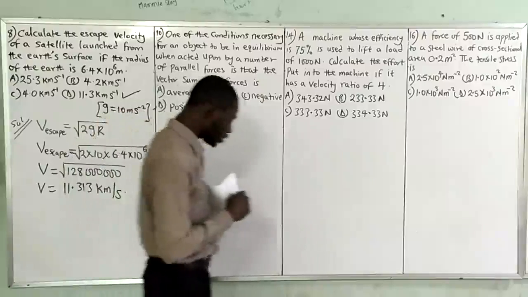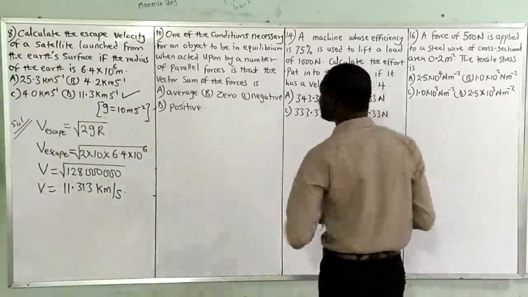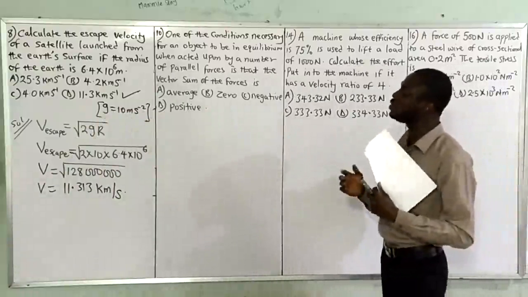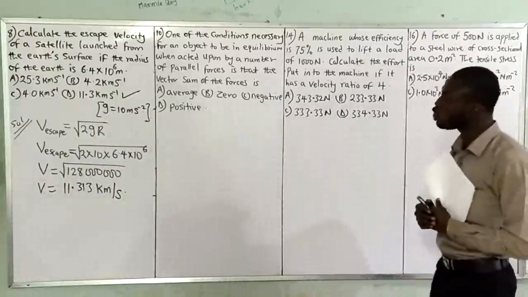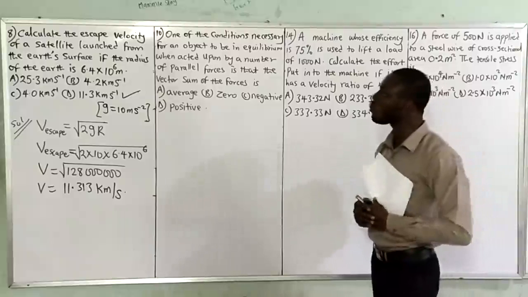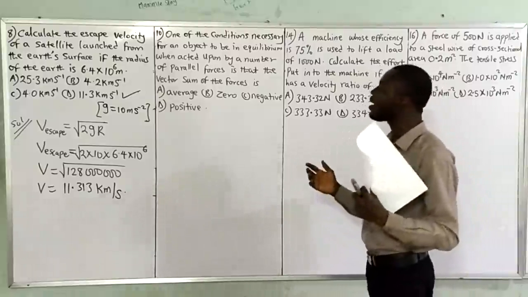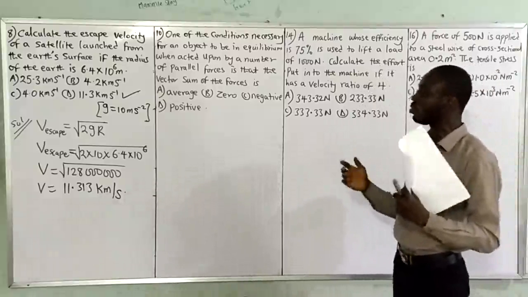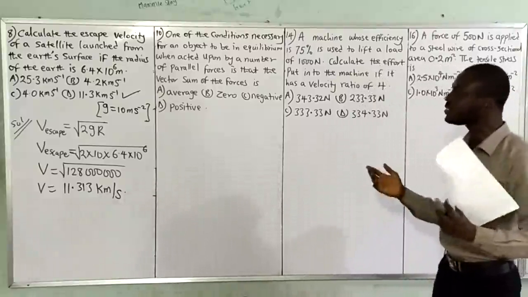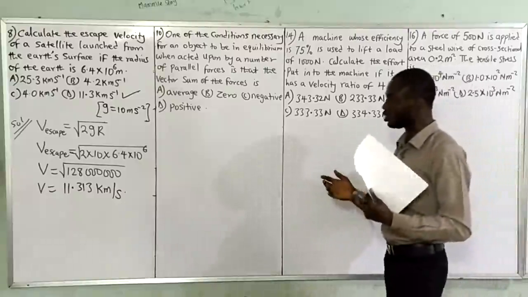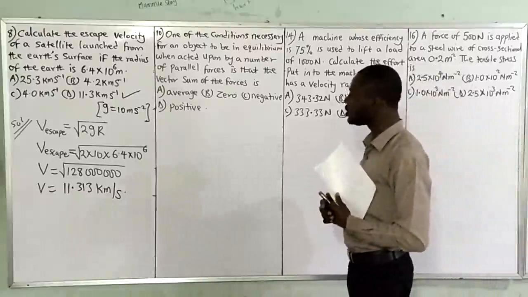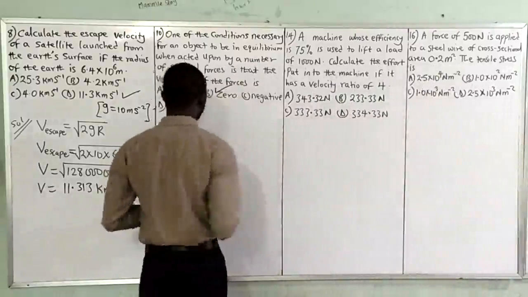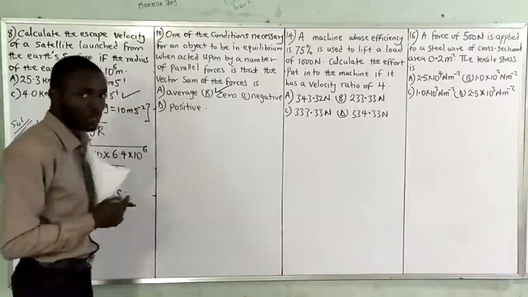Okay, look at question number 10. Question number 10 states that one of the conditions necessary for an object to be in equilibrium when acted upon by a number of parallel forces is that the vector sum of the forces is A average, B 0, C negative, D positive. The right option here will be 0.